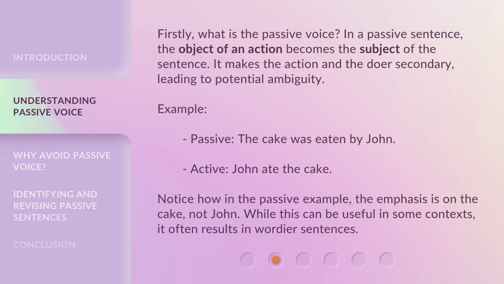Example: passive. The cake was eaten by John. Active. John ate the cake. Notice how in the passive example, the emphasis is on the cake, not John. While this can be useful in some contexts, it often results in wordier sentences.